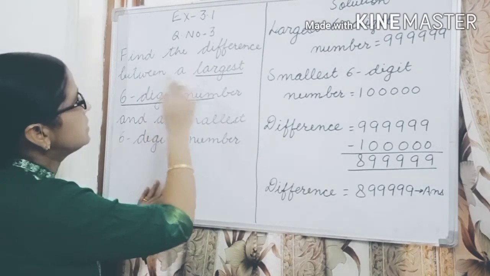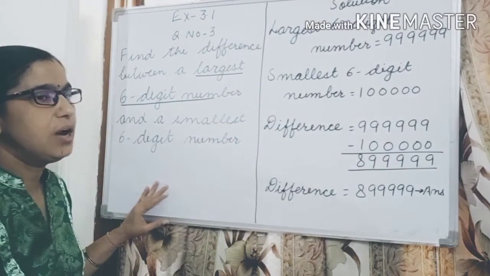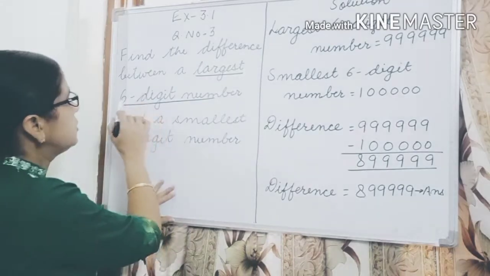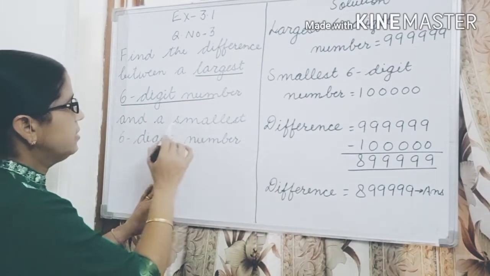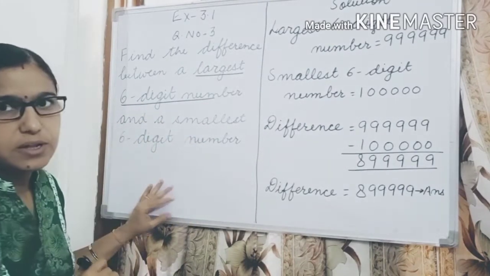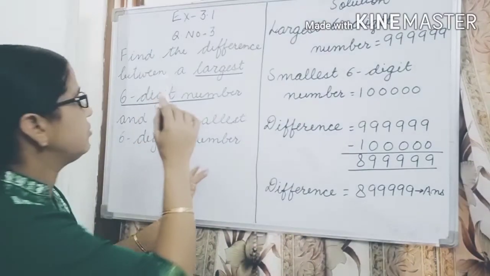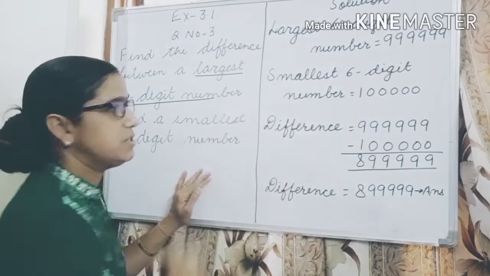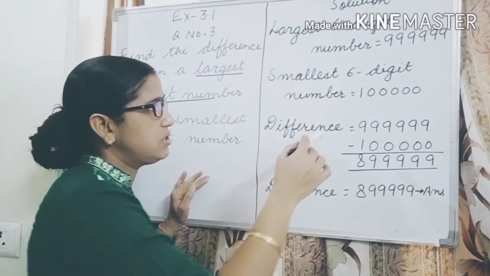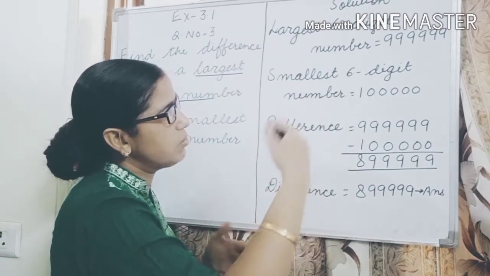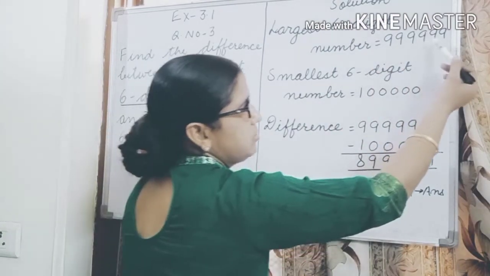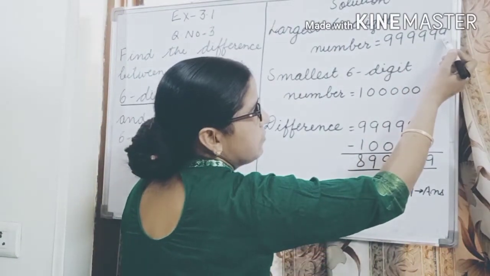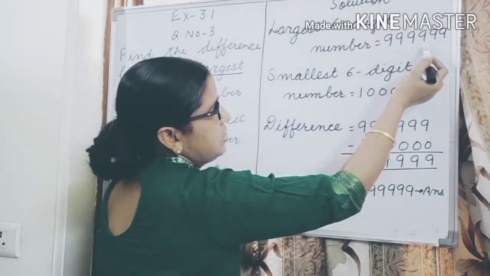Now in which numbers is the difference asked? The largest 6-digit number and the smallest 6-digit number. Then first we have to write down the largest 6-digit number and the smallest 6-digit number. Then we have to check whether this number is bigger or that number is bigger. For doing comparison, you have to check the digits. This is a 6-digit number and it is also a 6-digit number. Both numbers have the same number of digits.